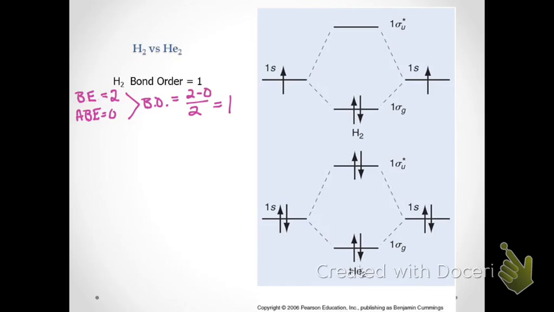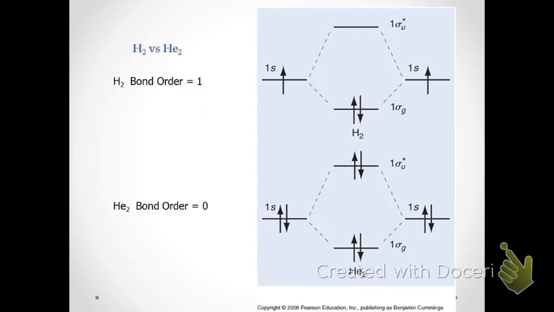The bond order of hydrogen is equal to 1 because we have 2 electrons in the bonding orbital and 0 electrons in the antibonding orbital. So using the formula we discussed earlier, we get 1 for our bond order. And of course, our simple Lewis structure for molecular hydrogen would indicate a single bond. So we see a relationship here between bond order and what we would get from drawing Lewis structures.